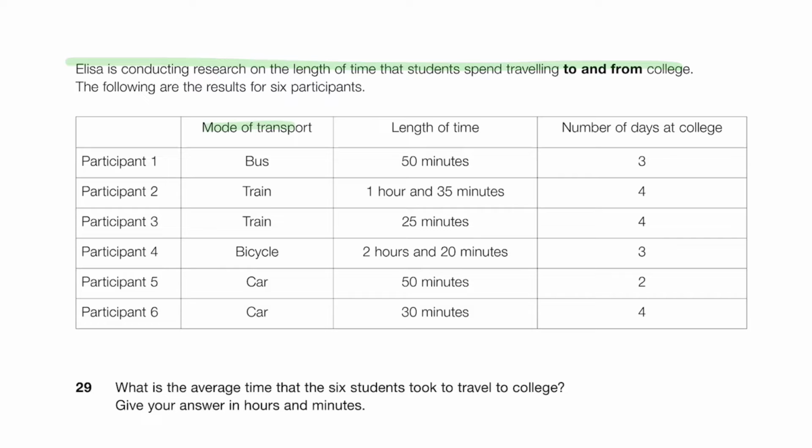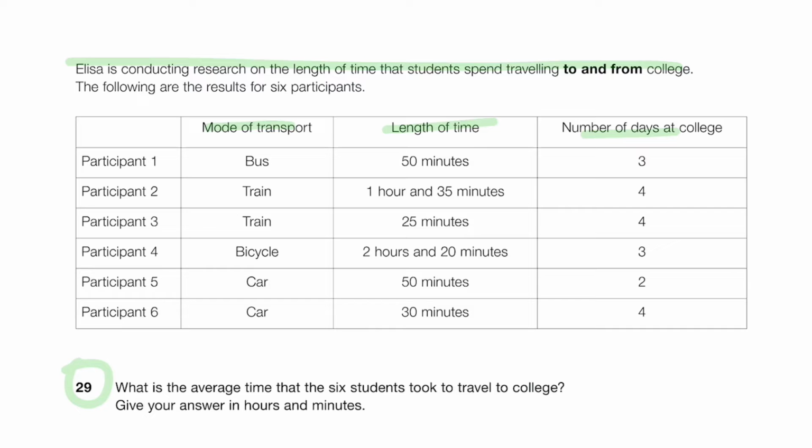Of course, the mode of transport may or may not be relevant. The length of time certainly will be. Number of days of college, it may or may not be. Let's have a look at the question. Number 29, what was the average time that the 6 students took to travel to college? Give your answer in hours and minutes.